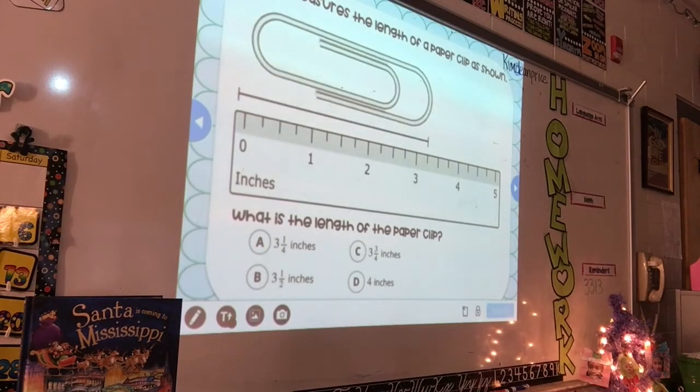All right, y'all are on your own on this one. How long is the paper clip? I want an answer from everybody. How long is the paper clip? Aubrey, I love the way you drew your box to figure out what it was counting by. Good job.